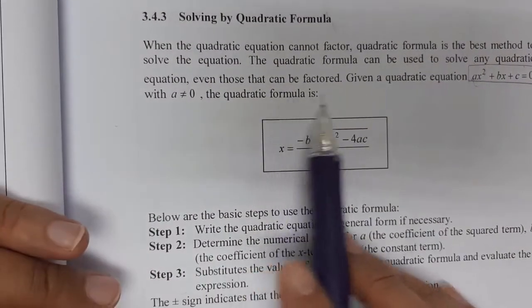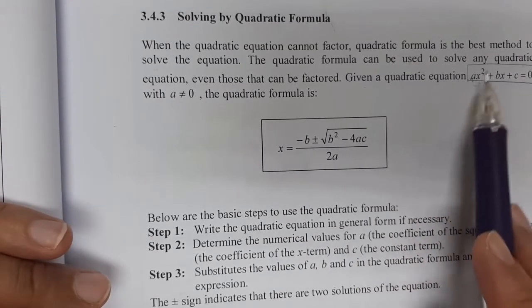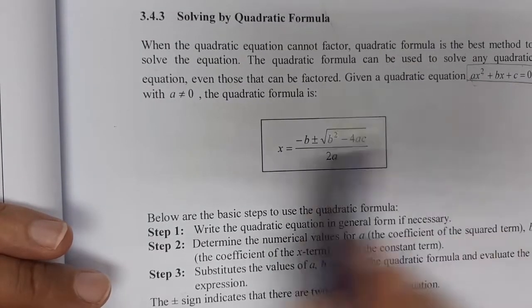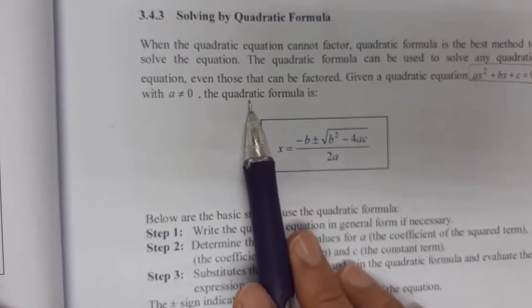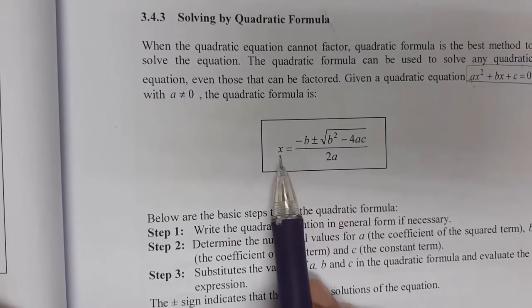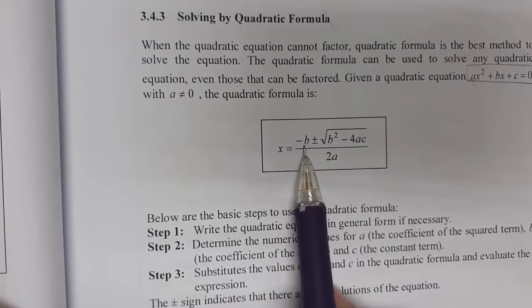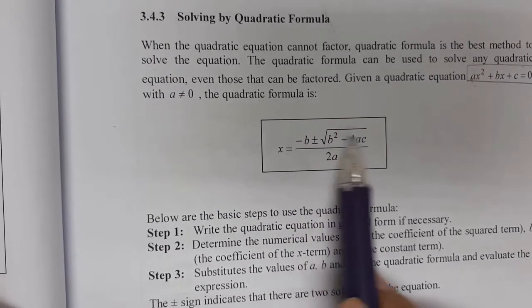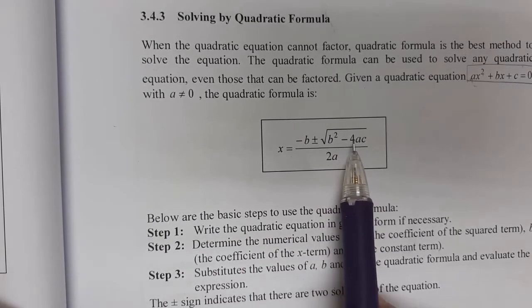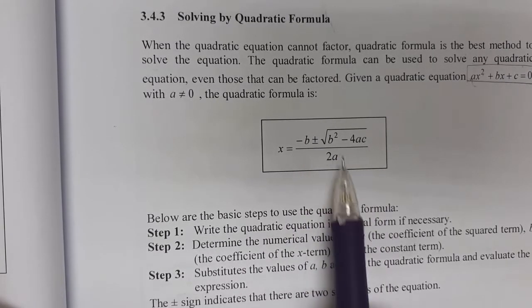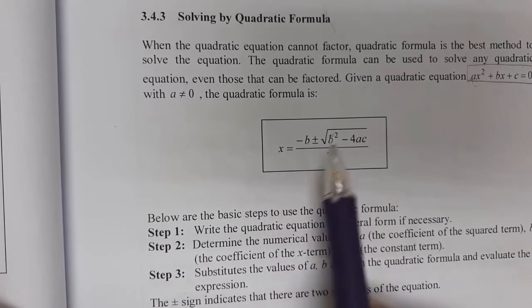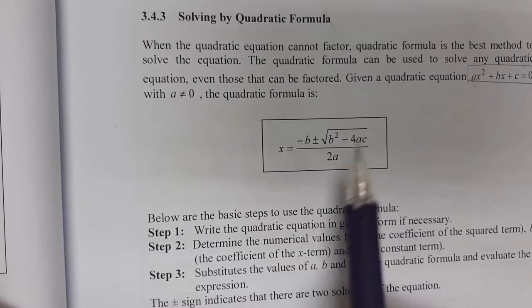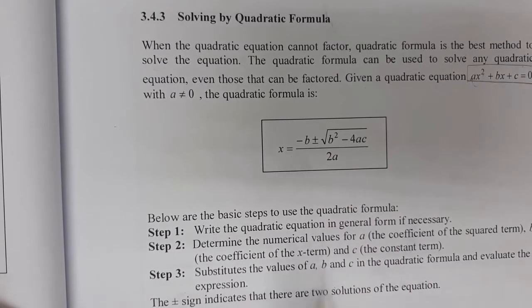Okay. When our quadratic equation is ax squared plus bx plus c equals 0, with a must not equal 0, then the quadratic formula is x equal negative b plus minus square root b square minus 4ac over 2a. So again, x equal negative b plus minus square root b square minus 4ac over 2a.